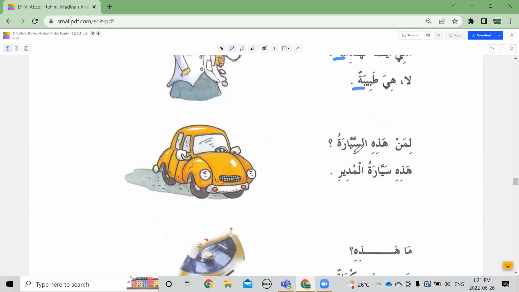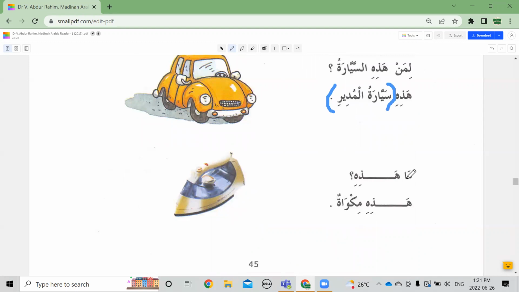Liman hazihi sayyaratu. Liman means for whom. So whose car is this? Whose car is this? This is teacher's car. Sayyaratul Mudiri. Yes, this is our Murakkab Idhaafi, right? Principal's car. Sayyaratul Mudiri.